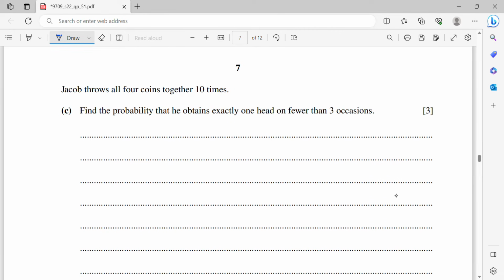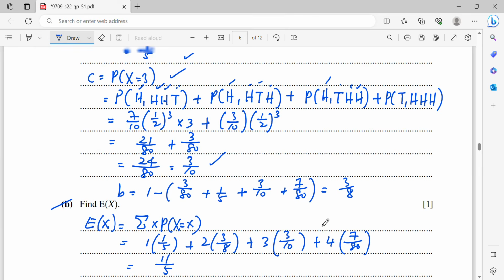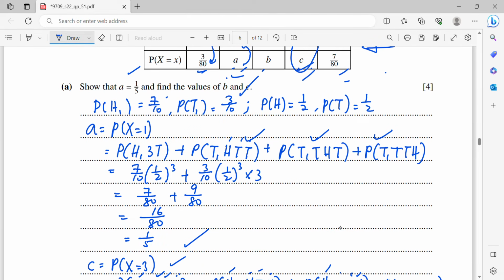Okay, now, Jacob throws all 4 coins together 10 times. Find the probability that he obtains exactly 1 head on fewer than 3 occasions. So when he repeats this experiment for 10 times, this becomes the binomial experiment. Therefore, now my X is binomial, the N is 10, and now you need to get exactly 1 head. So when exactly 1 head, the probability of getting that is A, which is 1 over 5. This is our probability. So 1 over 5.